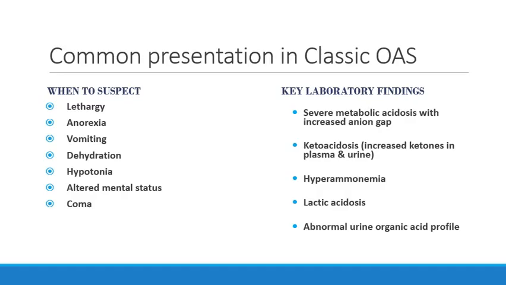Of course, this is associated with ketoacidosis. This is easy: I put ketostix in the urine and find out whether there are ketones or not. Hyperammonemia and lactic acidosis may or may not be present. And of course, the diagnosis is through performing a urine organic acid profile by means of gas chromatography.